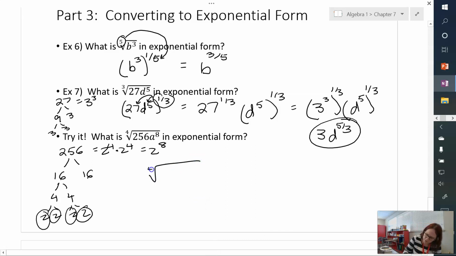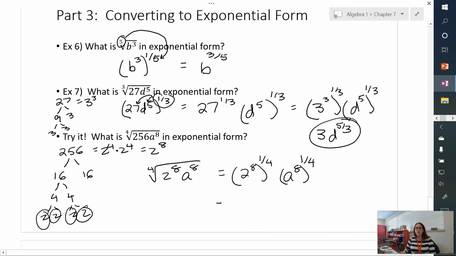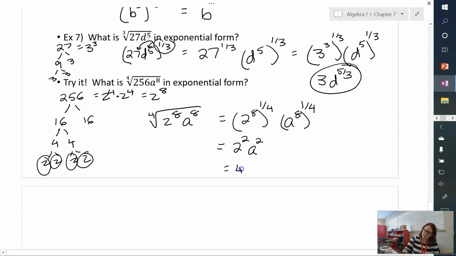So what we're doing here is the 4th root of 2 to the 8th times a to the 8th. Let's go ahead and convert into exponential form. So I'm going to get 2 to the 8th, raised to the 1/4. So remember, your index goes in the denominator of the exponent. A to the 8th, raised to the 1/4. All right, multiply your exponents together. 2 to the 8th, raised to the 1/4 is 2 squared. And then the same thing with a to the 8th to the 1/4, I get a squared. That gives me 4a squared. So there's my answer there.